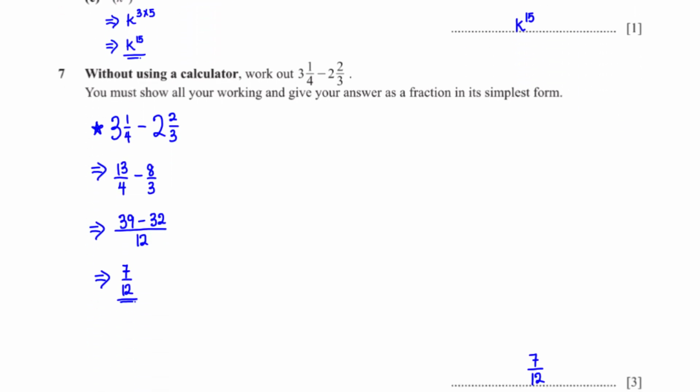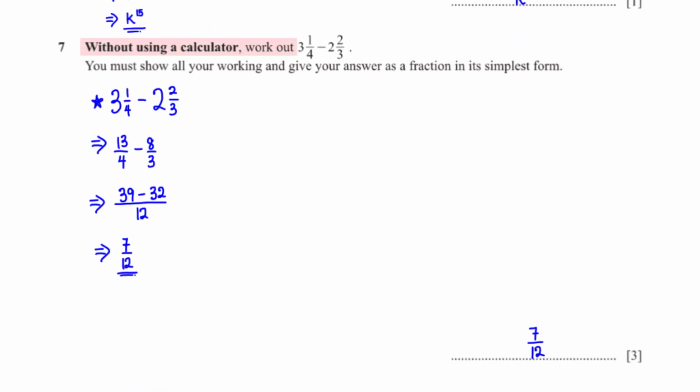Without using a calculator, work out 3 1 over 4 minus 2 2 over 3. You must show all your working and give your answer as a fraction in its simplest form. In the first step, we convert the mixed fractions into improper fractions. For 3 1 over 4, we have 4 times 3, which is 12, plus 1, which is 13, divided by 4. Then for 2 2 over 3, we have 3 times 2, which is 6, plus 2, which is 8, divided by 3. The LCM for the denominators 4 and 3 is 12.